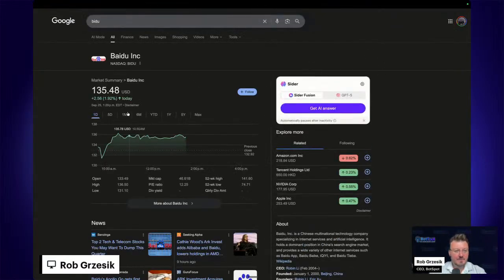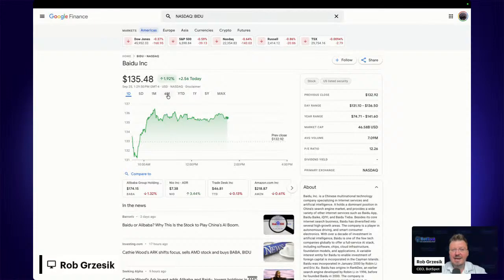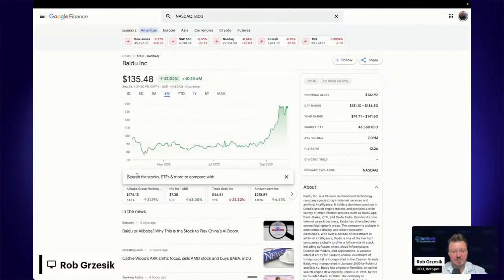Here's Baidu. This one I bought, I think, yesterday. I bought some call options in this yesterday and we'll have my accounts. But check this out. 6 months, rocket ship. It's up 42% in 6 months. If you compare that to a lot of other stocks, even ones that have been doing really well in America, it's pretty hard to beat that, right?